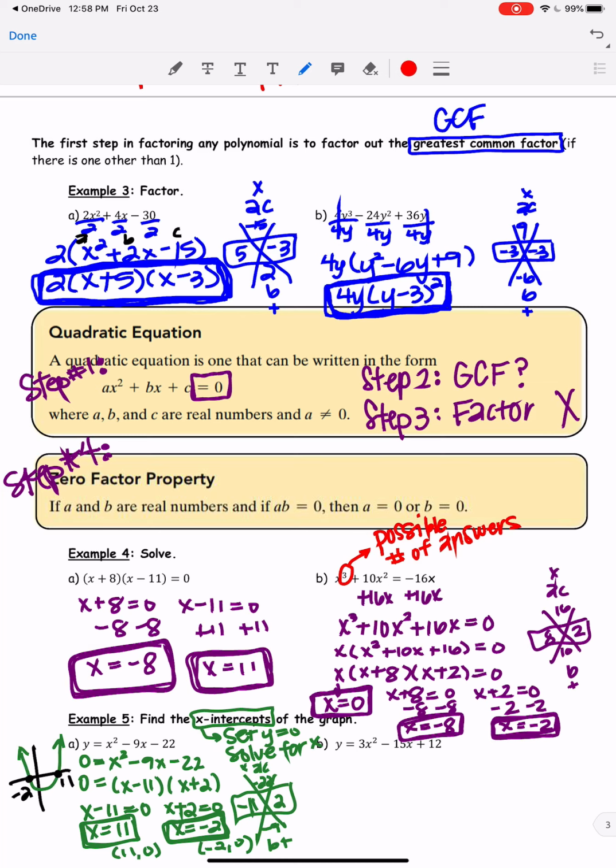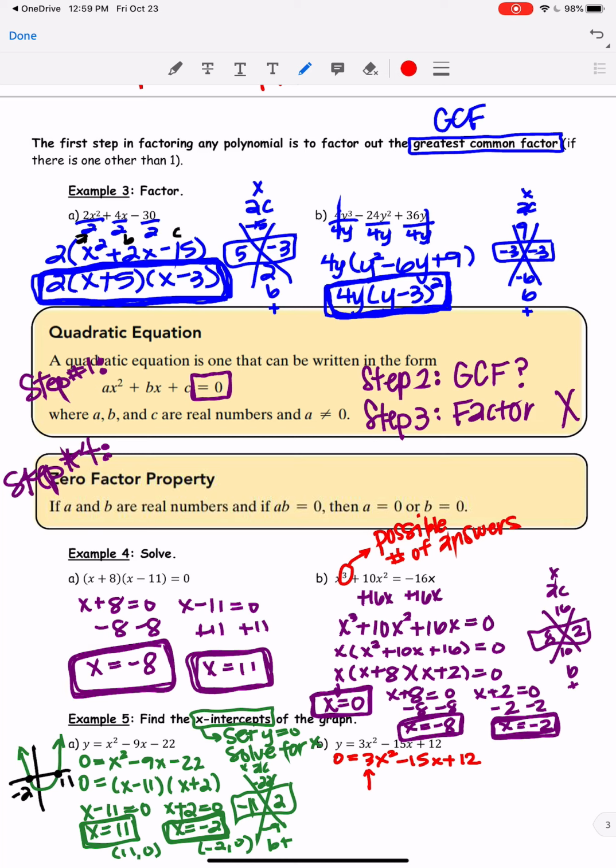Same thing on B. We've got y equals 3x squared minus 15x plus 12. So we're setting y equal to 0. So 0 equals 3x squared minus 15x plus 12. So that takes care of step 1, equals 0. So now look at step 2. Do I have a GCF? In this case, I do.